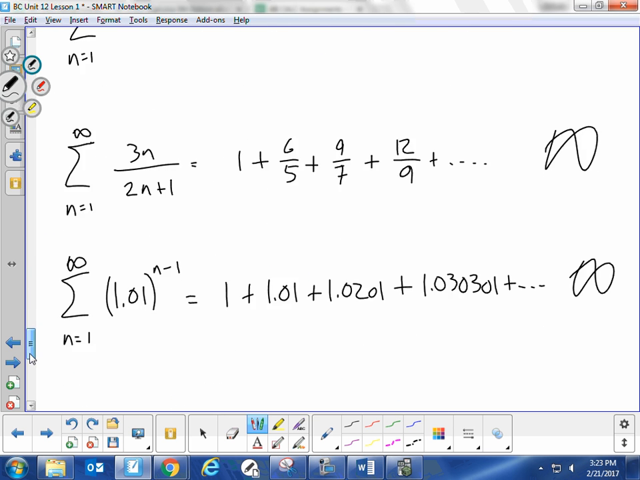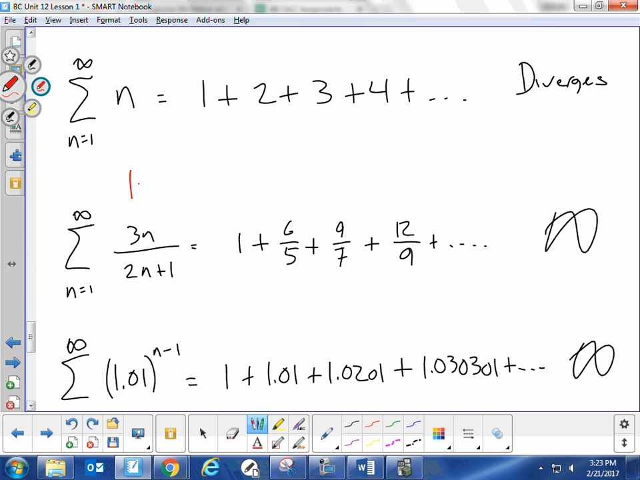If I looked at these ones here, the limit as n approaches infinity of 3n over 2n plus 1, what does that equal? Remember, we can not worry about the 1 because I'm plugging in infinities. It's just 3n over 2n. And what does that equal? 3/2. So as I'm going towards infinity, I'm literally going to be adding 3/2 every time. Well, if I continue to add 1.5, we're not going to get to a specific number. This is trending towards infinity, so obviously we are going to diverge.